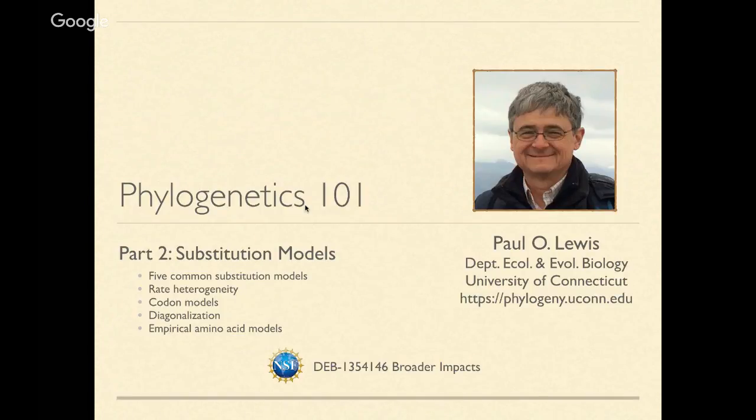So I'm going to be talking about 5 common substitution models. This is not all the substitution models in common use, but it's a representative 5 that I think will help you understand the others once you understand these. Then we'll talk about adding rate heterogeneity to these models. And then I'll switch to talking about codon models, and then eventually end up talking about empirical amino acid models. And in between, I'll talk about this process called diagonalization that allows us to get transition probability matrices from more or less arbitrary rate matrices.